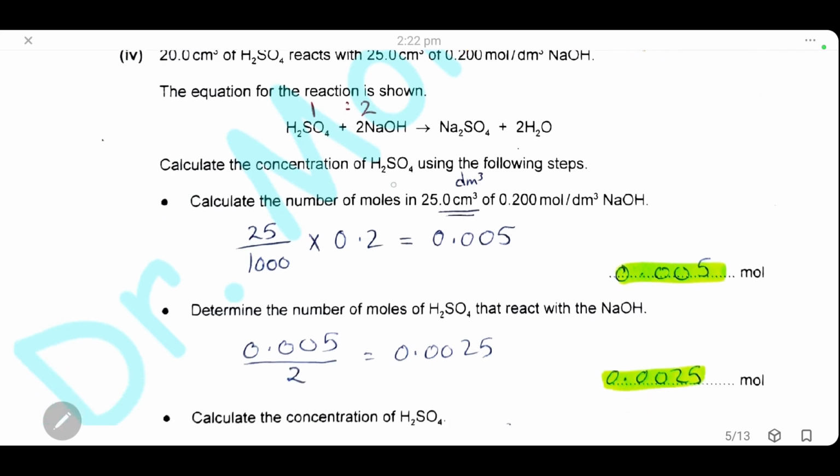Calculate the concentration of sulfuric acid using the following steps. First, we will calculate the number of moles of the 25 cm³ of sodium hydroxide.